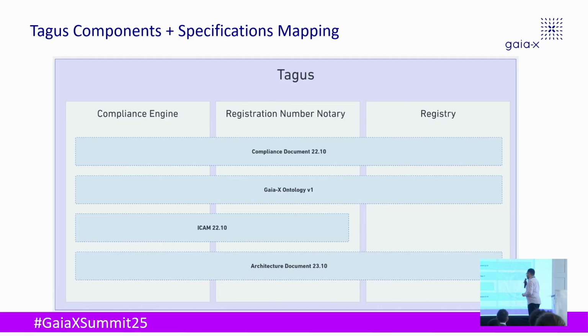So again, you can see here that, for example, the architecture document is used for all the components, the compliance as well, and so on. Yeah, the ICAM as well for the credentials, of course.